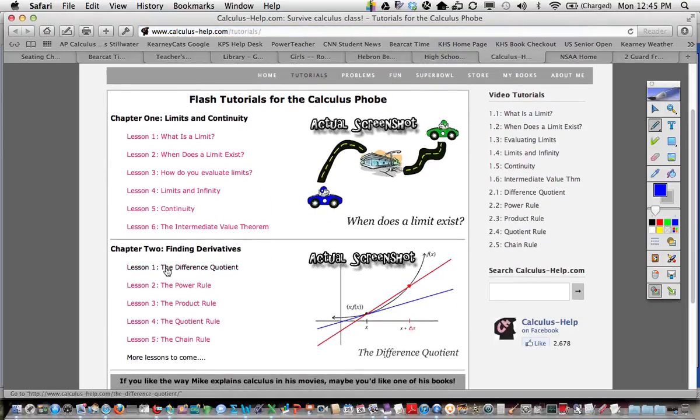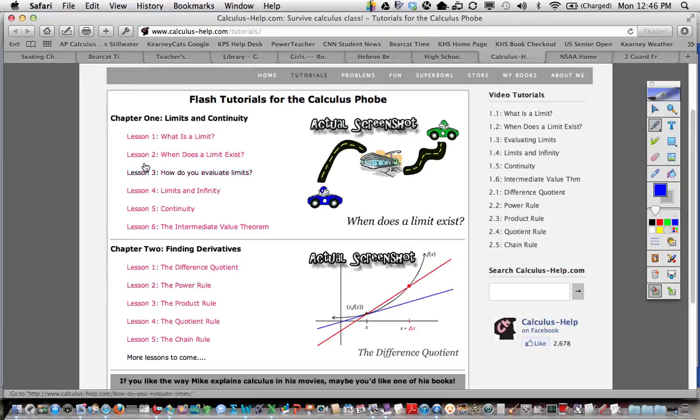Now, there's one here that says the difference quotient, which is just going through that whole f of a plus h and letting the two points get close together and stuff. I don't think we need to listen to that one. But you certainly could. And then there's some others about the power rule. You can look at that if you want to, whatever.